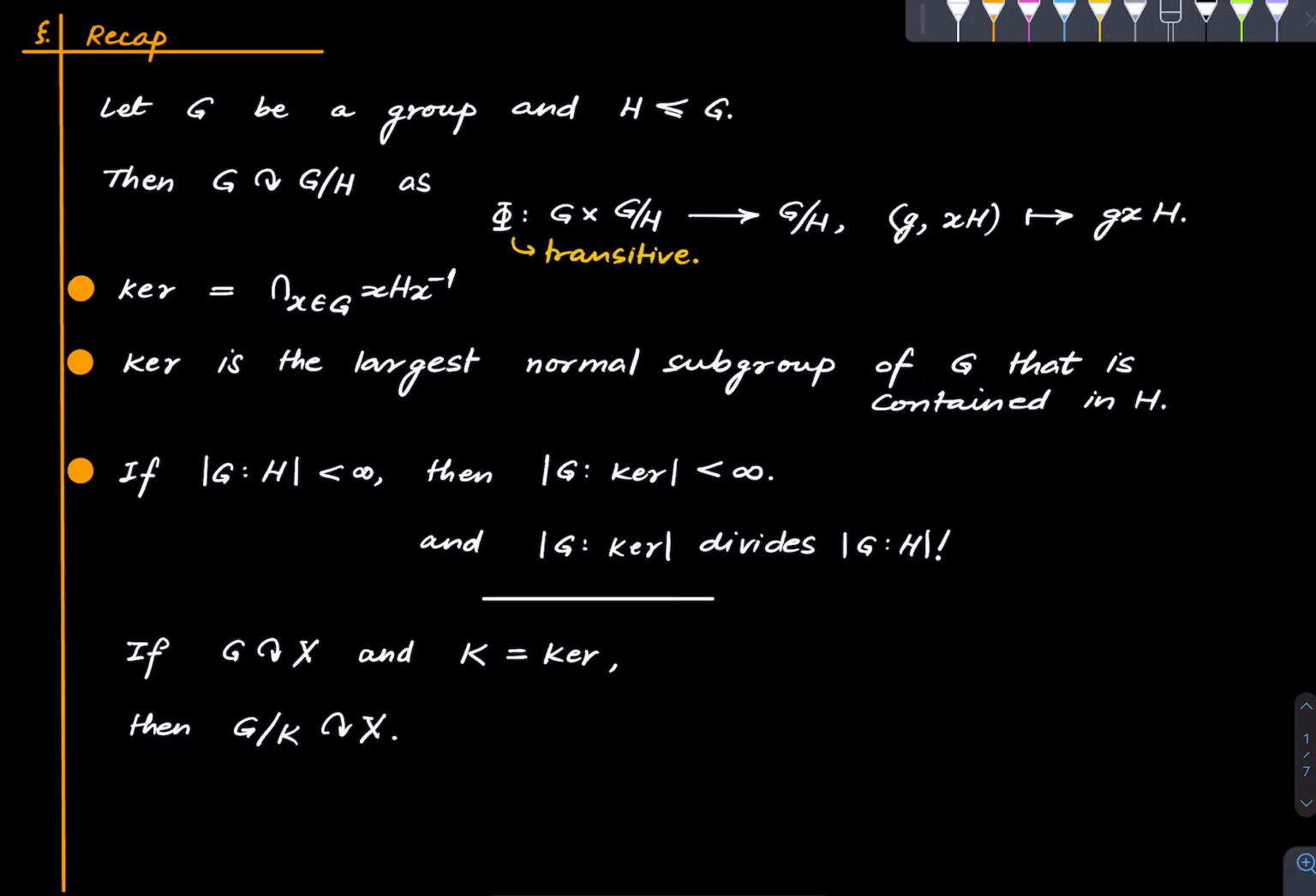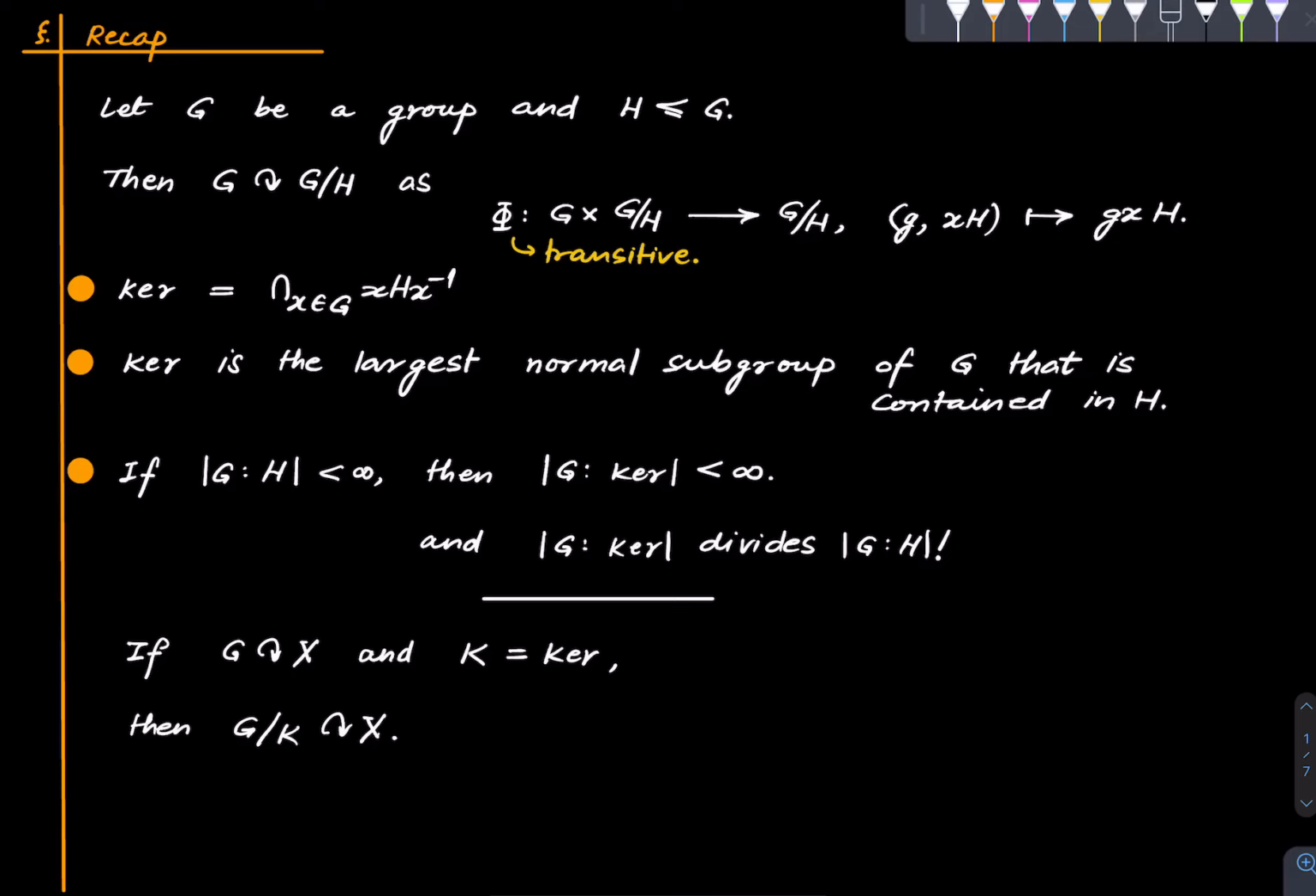And we also saw that if H has a finite index in G, then the same is true for the kernel of the action. Further, we noticed that the index of the kernel divides the factorial of the index of the subgroup H. So these were the three properties that we proved.